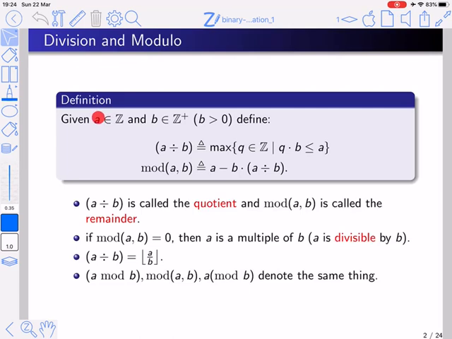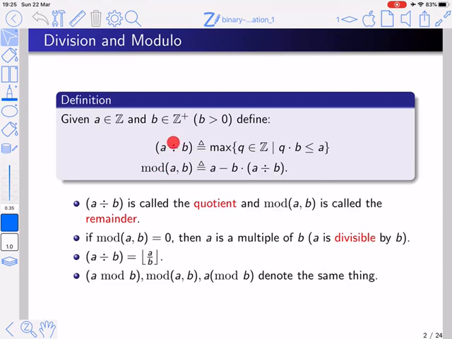We're given two integers, a and b. Note that we require that b is strictly positive. Namely, b is greater than 0. It's 1, 2, 3, and so on. Now let me define two functions: division, this is integer division, and modulo, which computes the remainder when you take division.